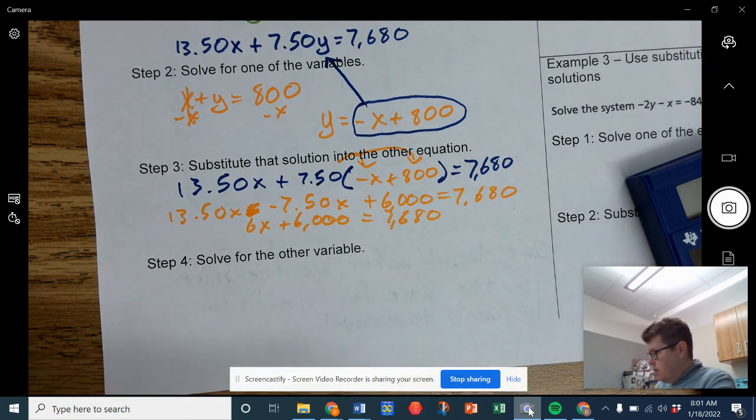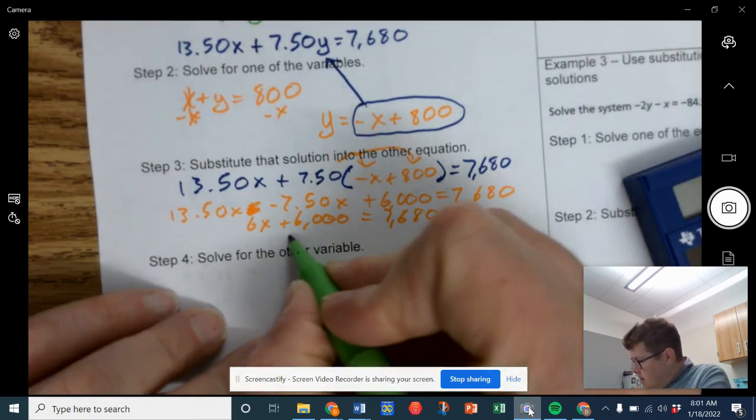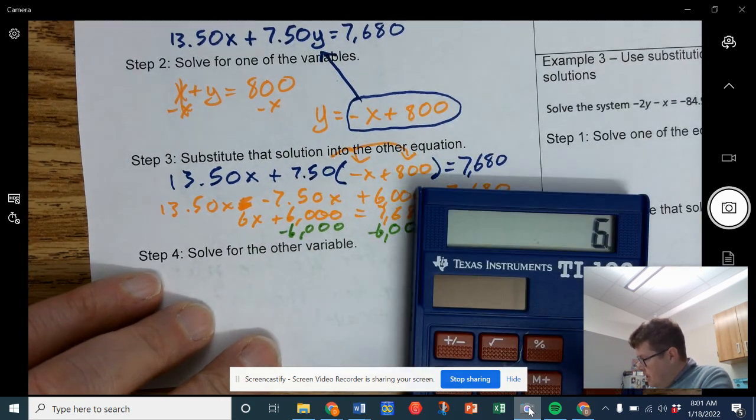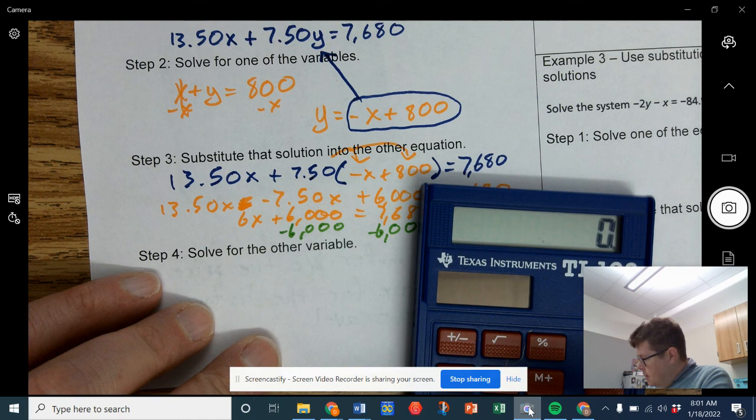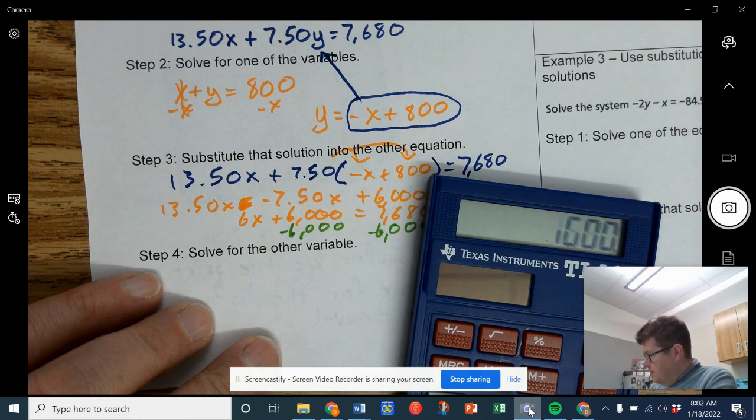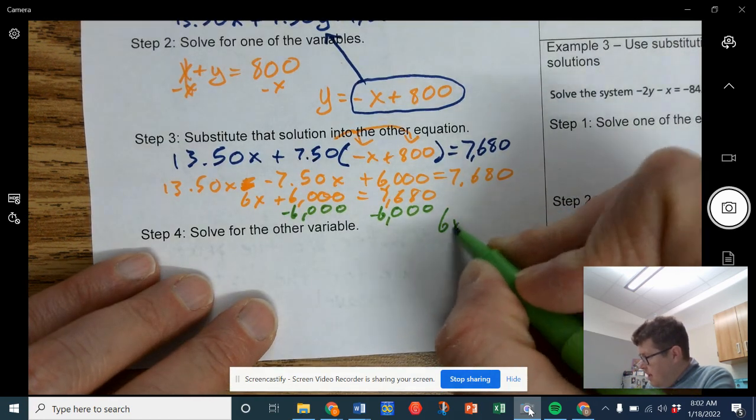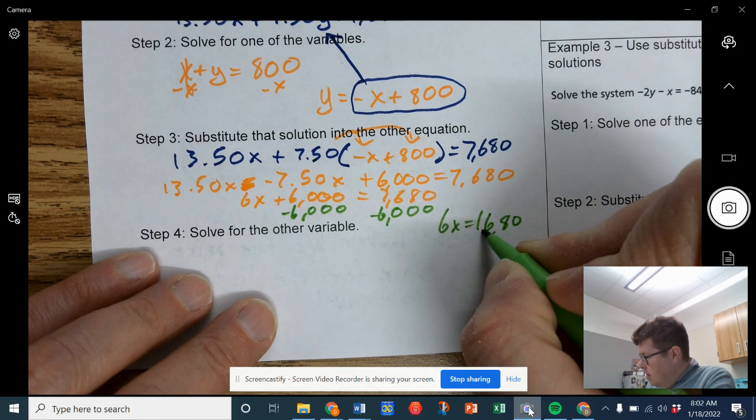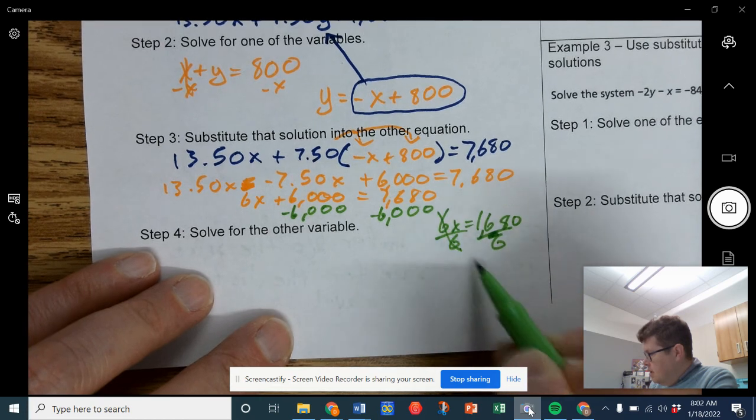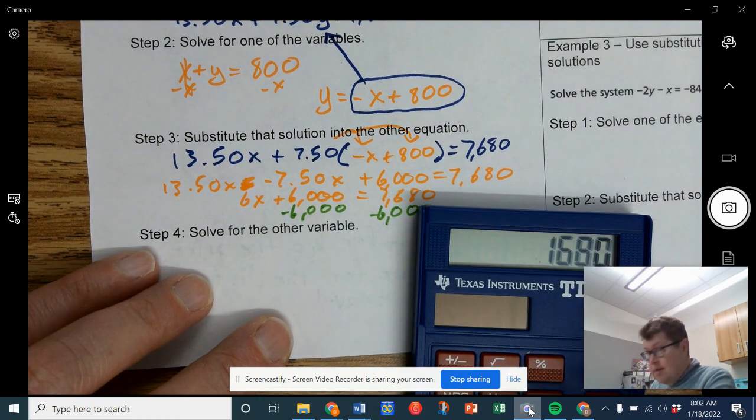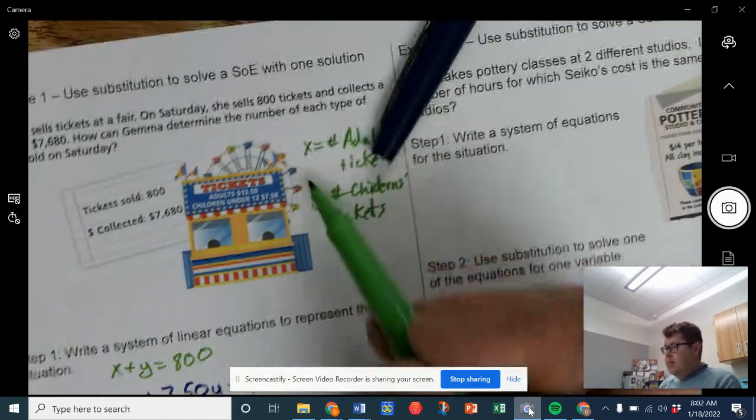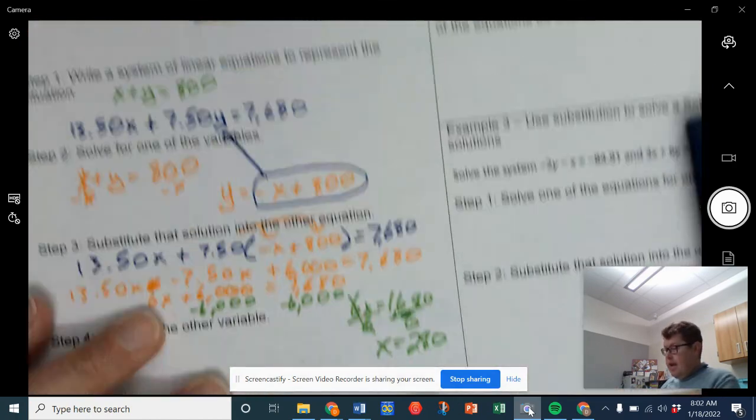Now we're running out of room here a little bit, so let's just do what we can here. So we're going to solve, right? We subtract 6,000 on each side, so 7680 minus 6,000 gives us 1680. So we get to 6X equals 1680. Okay, why did I put two commas in there? Come on, Wishart. We divide by 6, and that's our X value. So 1680 divided by 6 gets us to 280. So we have the number of adult tickets sold. We have 280 adult tickets, right?